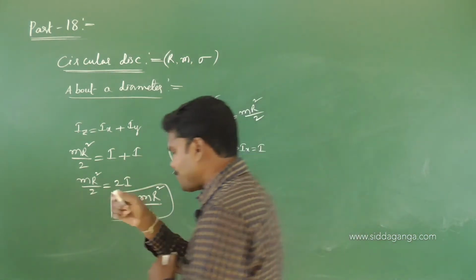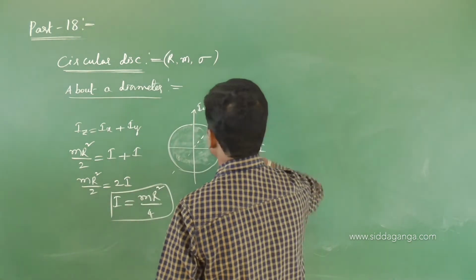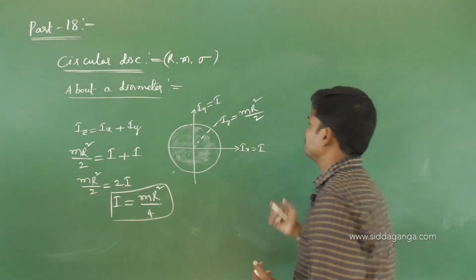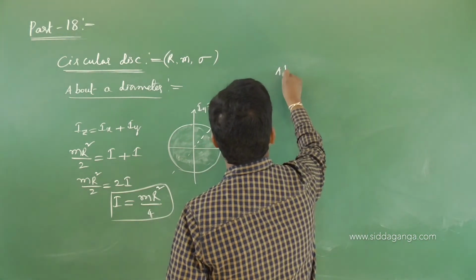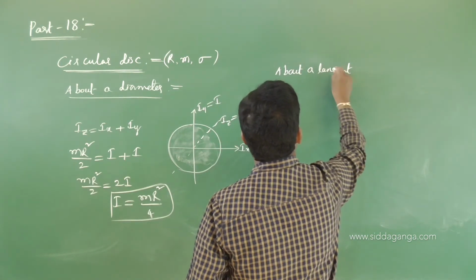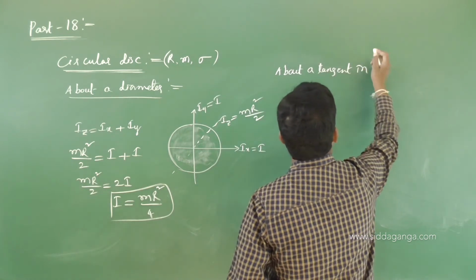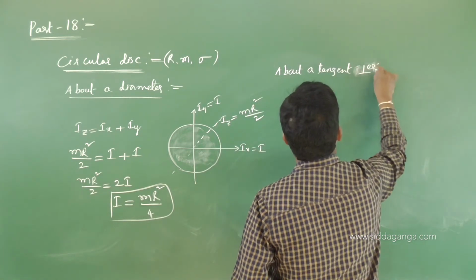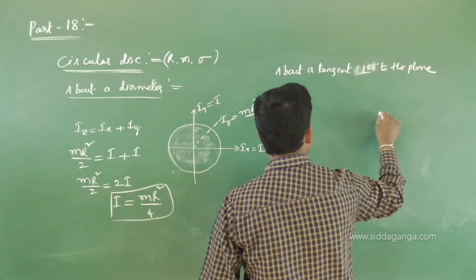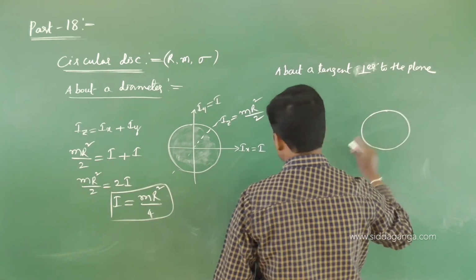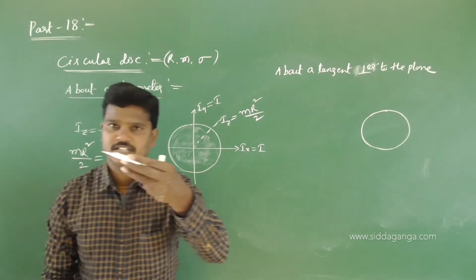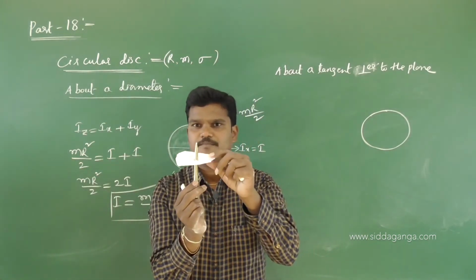Okay. Now, see the next. Let us draw the tangent. Tangent for the first case, tangent for the second case. About a tangent perpendicular to the plane. Tangent perpendicular to the plane. See, this is the disc. This is the axis passing through center, perpendicular to the plane.